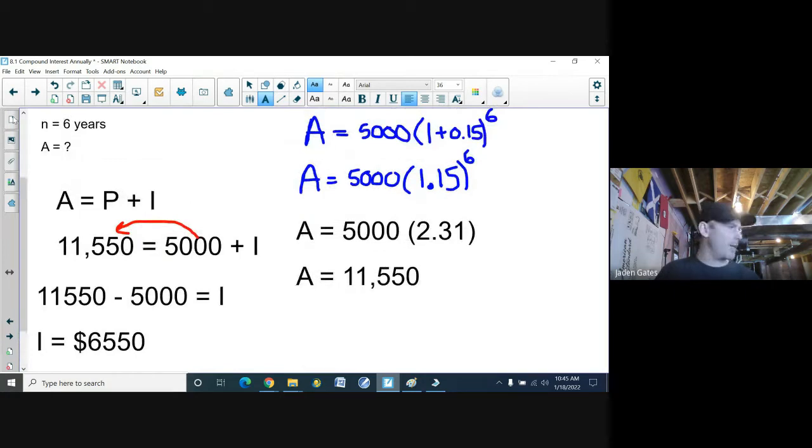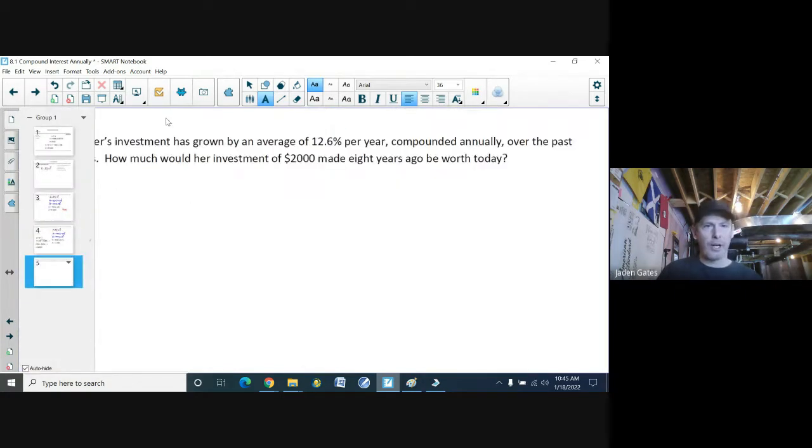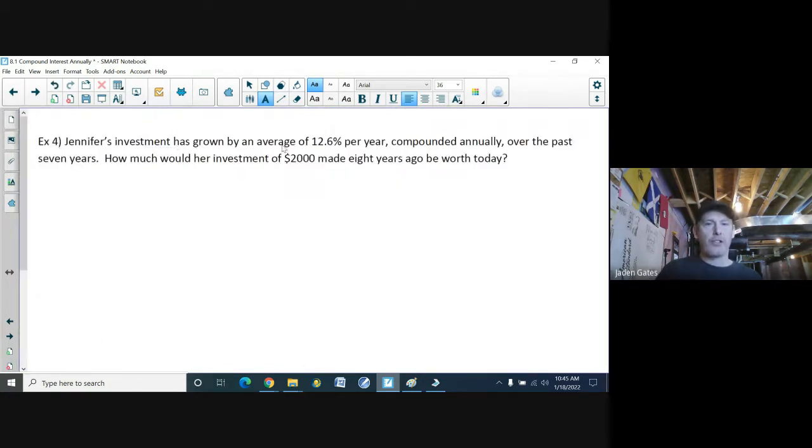All right, let's try one more of those guys. Let's see here. Jennifer's investment has grown by an average of 12.6% per year, compounded annually. So again, that's telling me I've got to use my compound interest formula over the past 7 years. Okay, how much would her investment of $2,000, made, I should say 7 there, folks, 7 years ago be worth today?